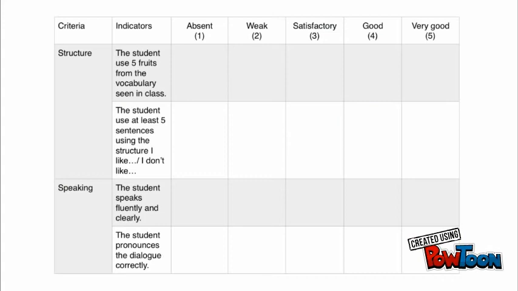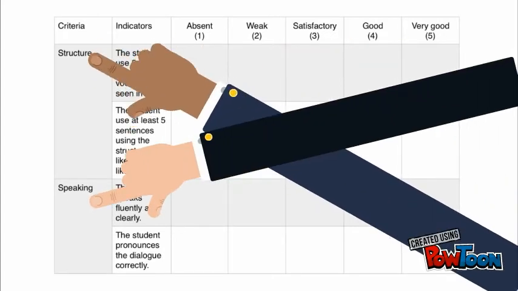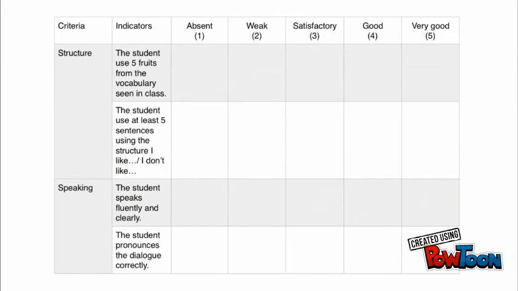The scale of appreciation used to assess the performance of the students in the roleplay was divided into 2 criteria, structure and speaking. Both of them have 2 indicators. In structure, the first indicator is the student used 5 fruits from the vocabulary seen in class. And the second, the student used at least 5 sentences using the structure I like and I don't like.